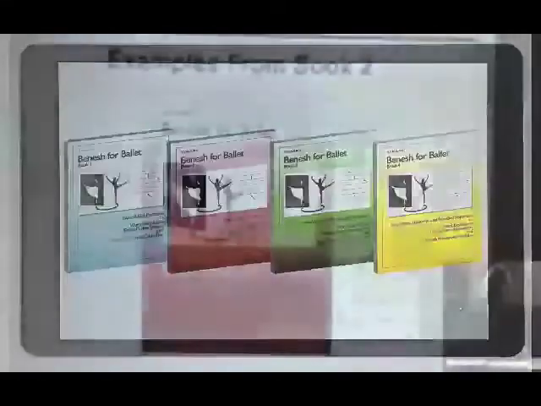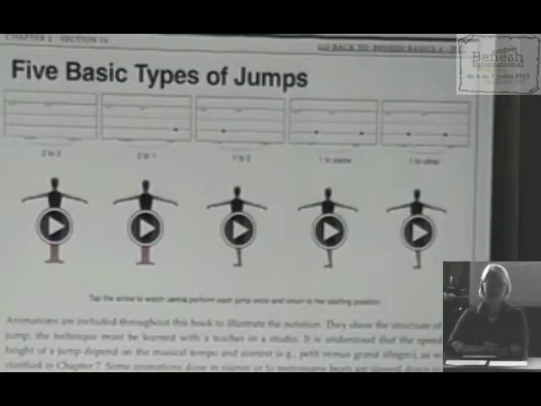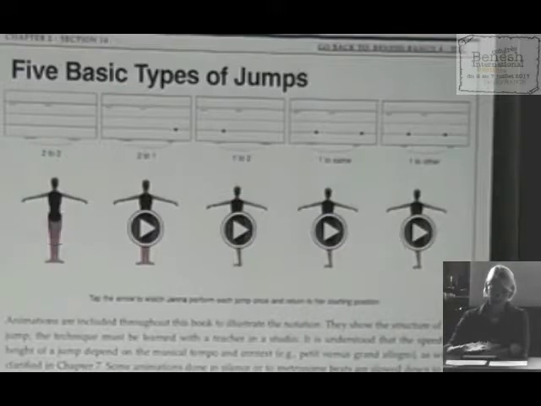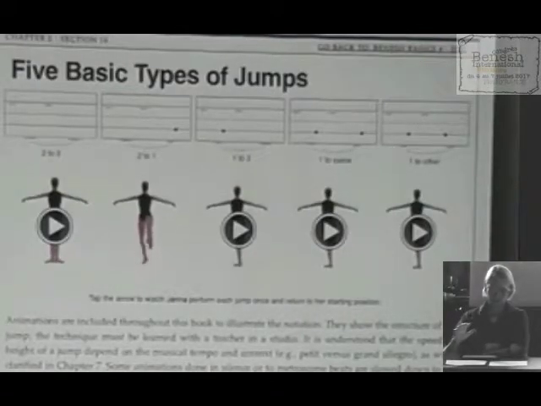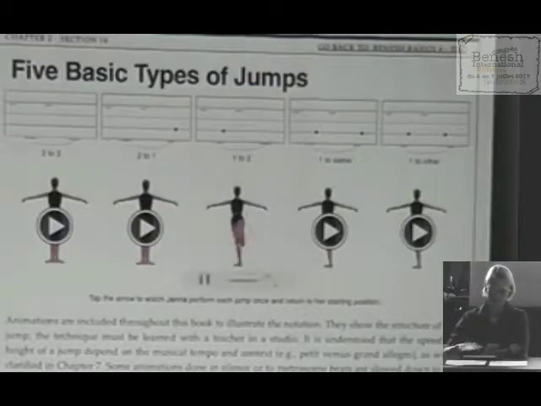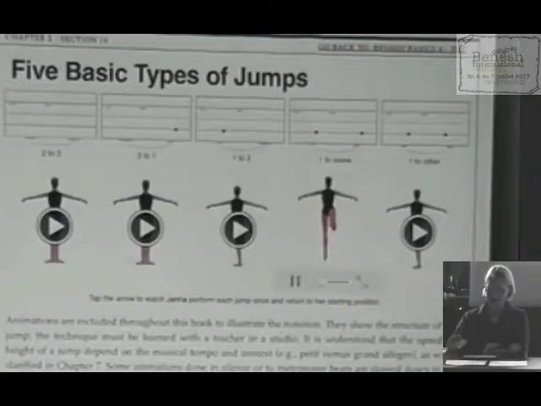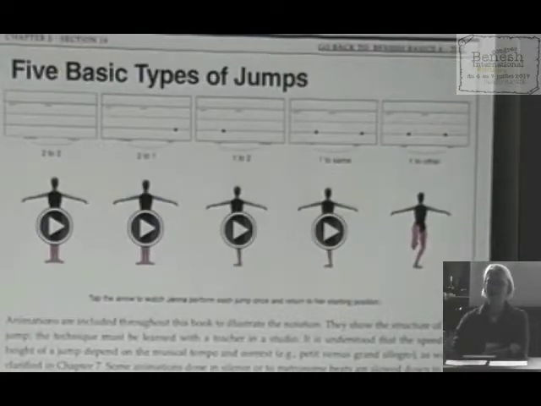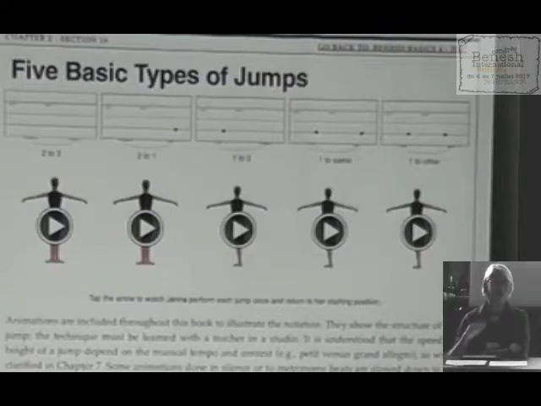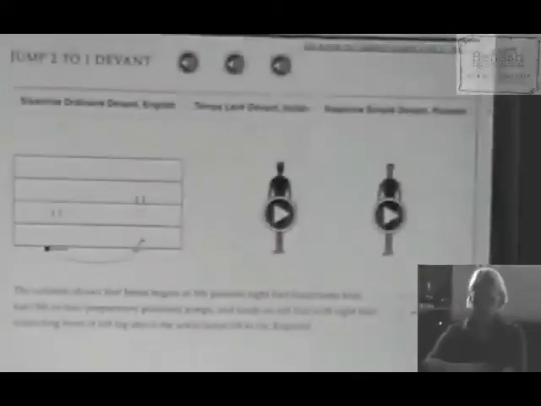Next we move on to Book 2, and it's Jumps Without Travel. So this theory page introduces the 5 basic types of jumps. So 2 to 2, 2 to 1, 1 to 2, sorry, didn't get rid of the bar on that one. 1 to same, and 1 to other. So the notation is illustrated graphically with the animation.